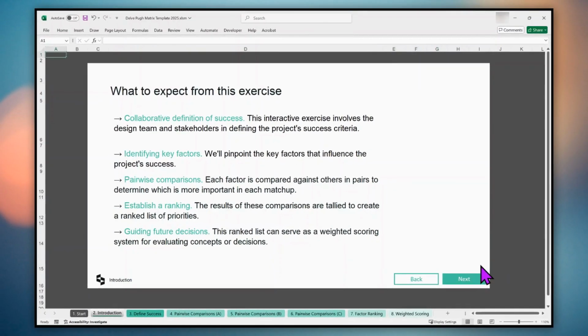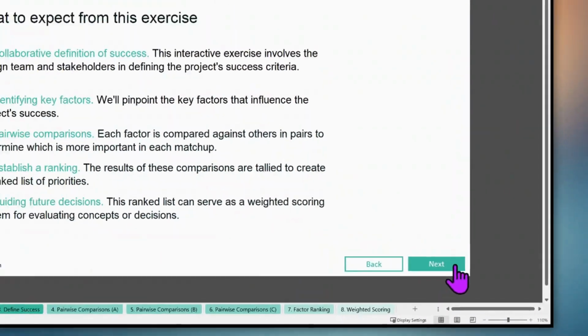This page offers a concise summary of the exercise. We utilize a preference model to simplify complex decisions. This exercise will aid us in acquiring clearer, more objective responses from our identified success factors. After reviewing the information, click Next.